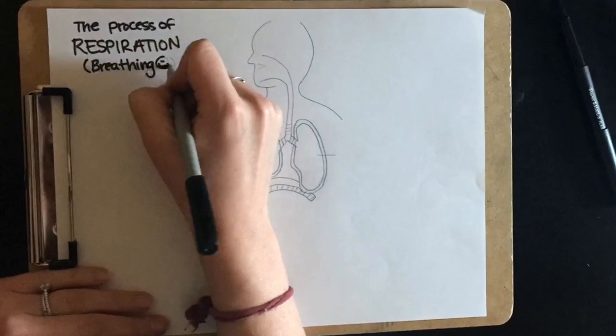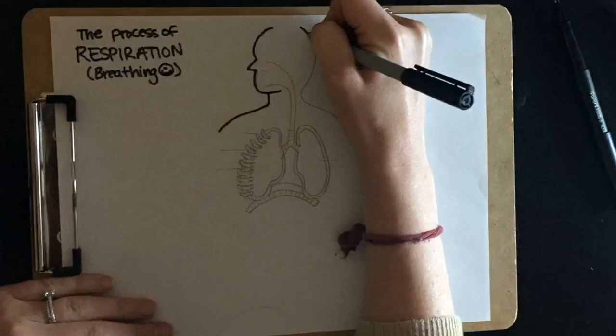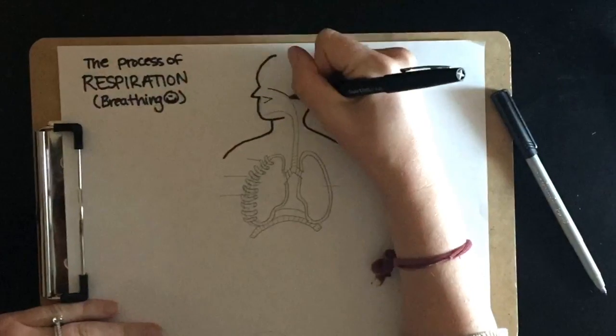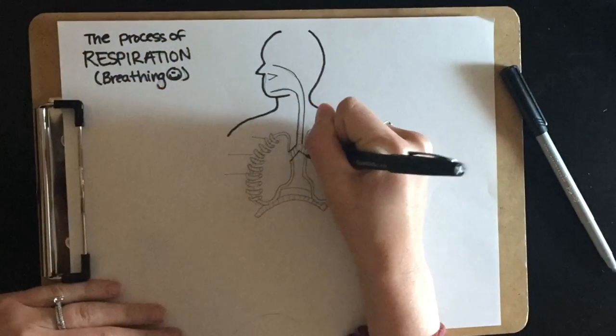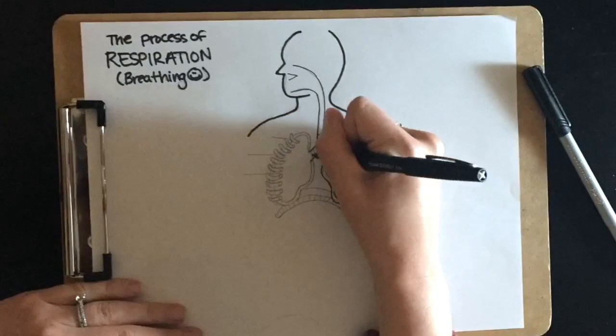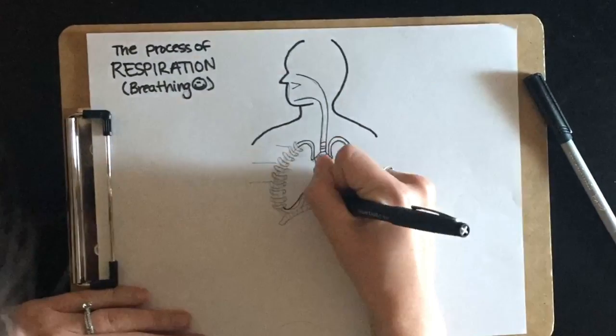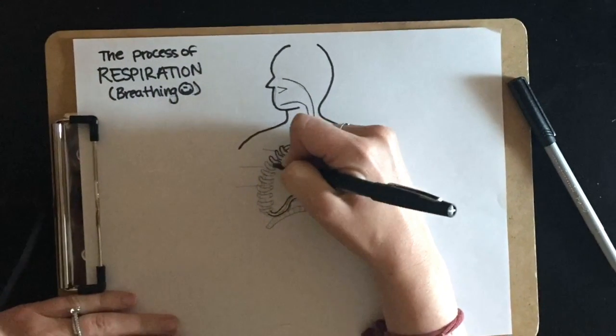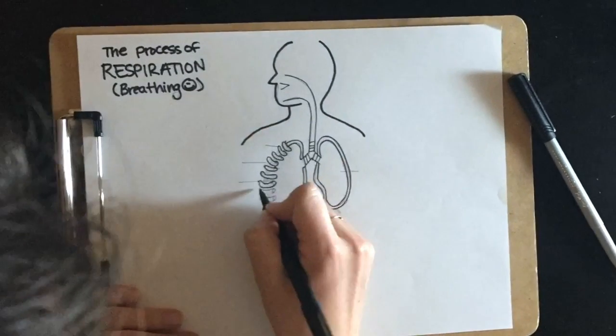Okay, so I'm going to quickly show you some pictures that help represent how we breathe, or how we use our respiratory system. So here you'll see the mouth, the nose, the trachea, the bronchi, and the lungs, and these make up the respiratory system.